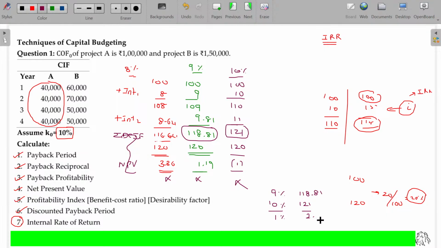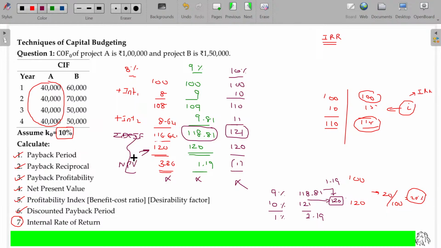2.19, am I right? For a 1% change from 9 to 10, the value increases from 118.81 to 121. But from 9%, I have to increase by such a number to make it equivalent to 120. What is the shortage amount here? 1.19. For a 1% change, you understand? My requirement is 120, right?